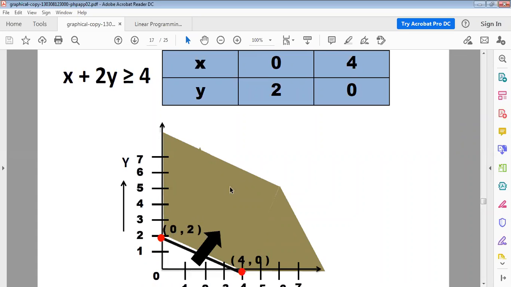And this is the shaded region because for greater than or equal to, the shaded region will be higher, opposite to the origin. Here, this is the origin O. Okay, this is opposite to the origin. Understand?